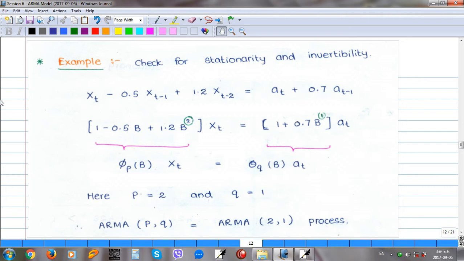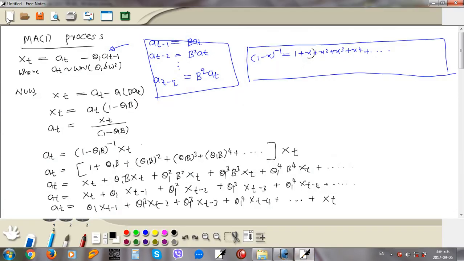The first example is to check for stationarity and invertibility. The model is given as xt minus 0.5 xt minus 1 plus 1.2 xt minus 2 equals at plus 0.7 at minus 1. We will consider how we can do this, right?